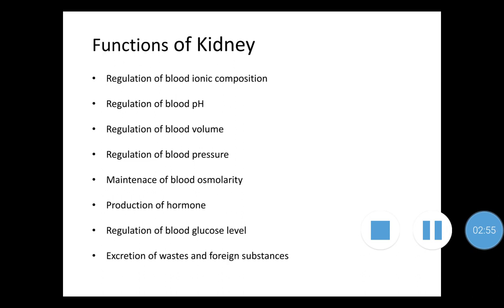Excretion of the waste and the foreign substance. The kidney excretes the waste products like metabolic products, bilirubin, creatinine, ammonia, urea, uric acid. It also excretes some drugs and environmental toxins also.